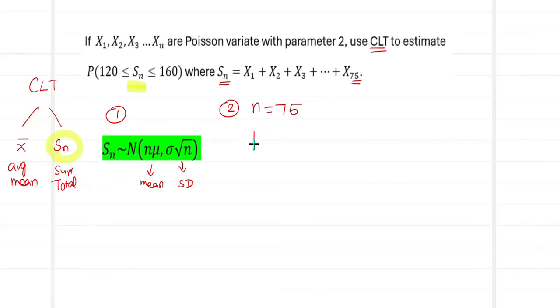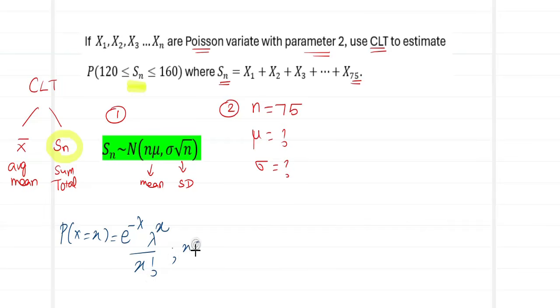What are the remaining two data? I need the value for my mu and the value for my sigma. How to get these two? We'll have to go back and check our question. It says that X1, X2 up to Xn follow a Poisson distribution with parameter equal to 2. We have to recollect that the Poisson distribution is given by probability of x is e power minus lambda, lambda to the power of x divided by x factorial, for x equal to 0, 1, 2 up to infinity.